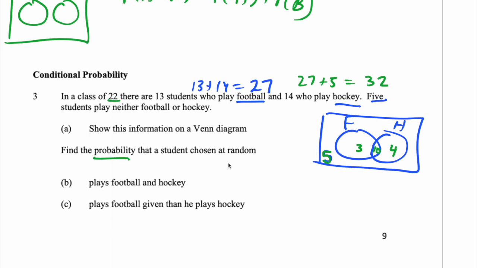Find the probability that the student chosen at random plays football and hockey. That's probability of football and hockey. That is just the intersection divided by the total, which is 22.